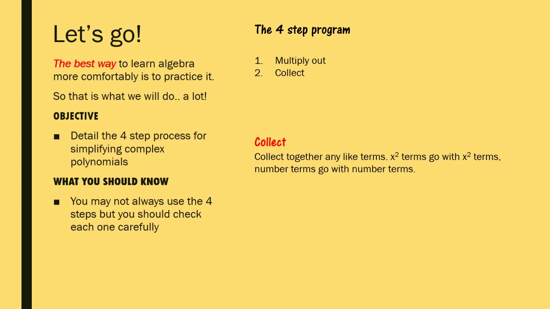Second bit, we're going to collect any terms together. So collect any like terms. x squared terms go with x squared terms, number terms go with number terms, etc. So something like x squared plus 3x plus 2 plus 2x squared minus 2x minus 4. You can see there's an x squared term there, plus 2x squared. If I add those two together, I'll get 3x squared. Similarly, plus 3x minus 2x gives me plus 1x, and plus 2 minus 4 gives me minus 2. And you'll see how that gets put together. Again, that's the first unit, C1.1.1.